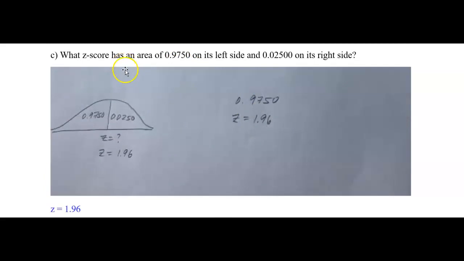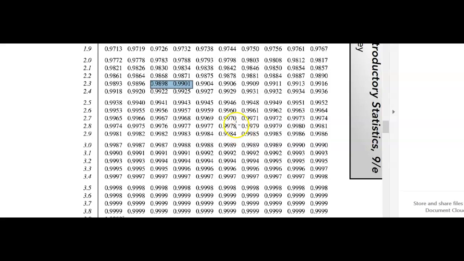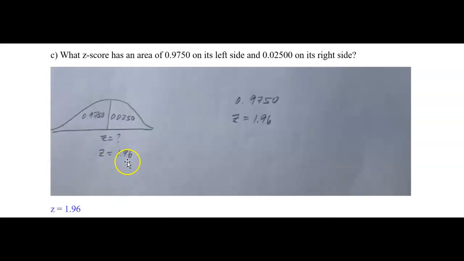What z-score has an area of 0.9750 on its left and 0.0250 on its right? So let's look for 9750 in the table. Look at that, it's on the table, 9750. So what is the z-score? 1.96. So the z-score here is 1.96, right?